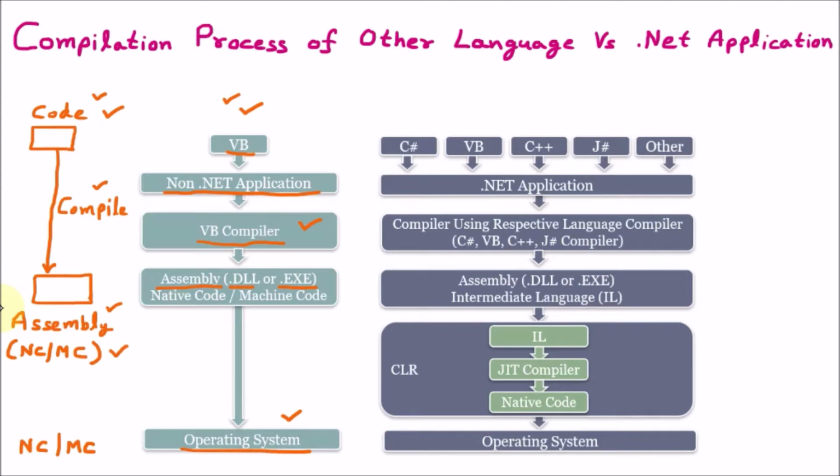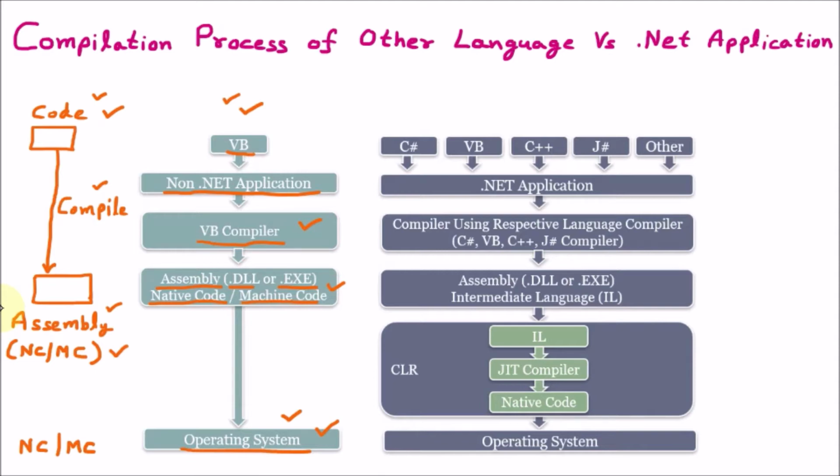So any application is going to convert the main code into the assembly, which is the native code or the machine code, and that machine code runs on the operating system directly. So this is the process of any language. In simple words, the language is compiled into the machine code and the machine code runs on the operating system. So that is the simple process of any language.